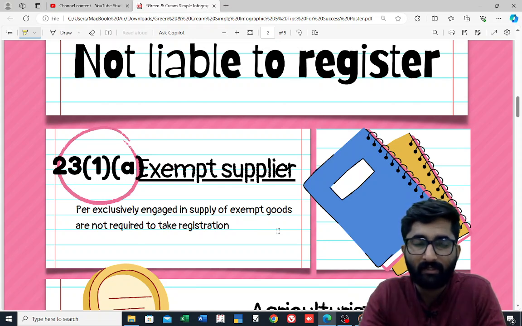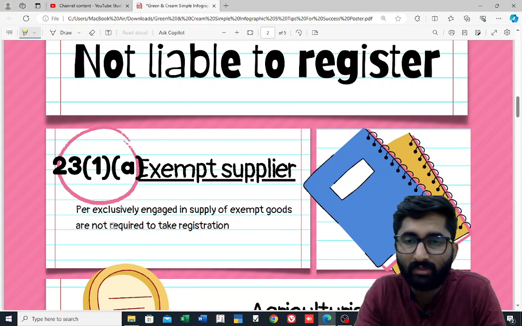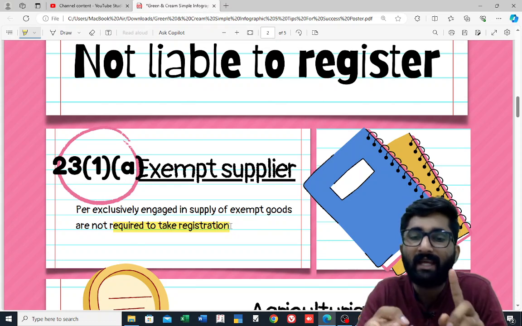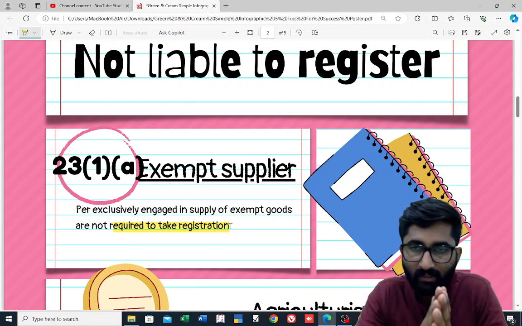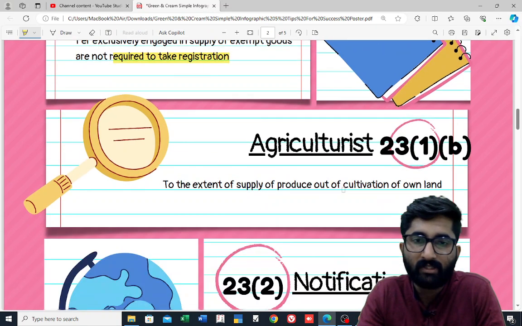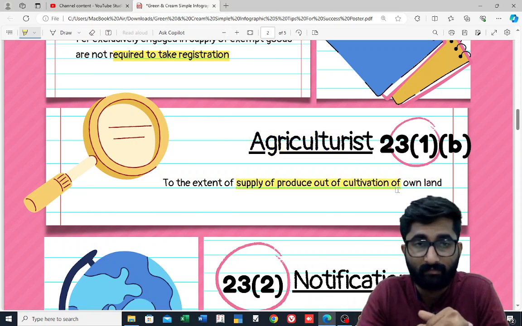The exempt supplier. If you are exclusively a supplier of exempt goods and services, you are not required to take the registration. Section 23 subsection 1 clause A. Section 23 subsection 1 clause B is about the agriculturist, to the extent of supply of the produce out of the cultivation of land.